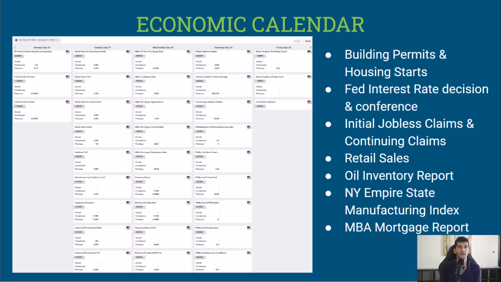We've got the Fed interest rate decision, initial jobless claims, continuing claims, retail sales, the oil inventory report, the New York Empire State Manufacturing Index, the MBA mortgage report, and quite a few others. So depending on which industries you're currently looking at, you might have a longer or shorter list. But in terms of macroeconomics, these are the ones that would top your list.